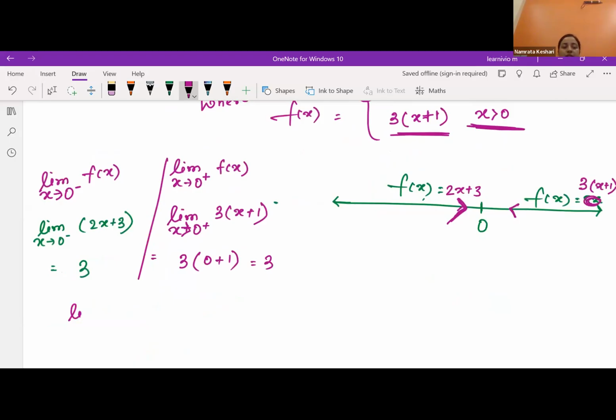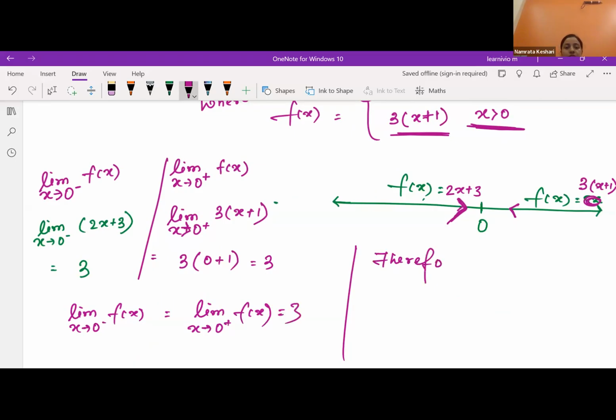We will write that left-hand limit is equal to right-hand limit. Therefore, clear?